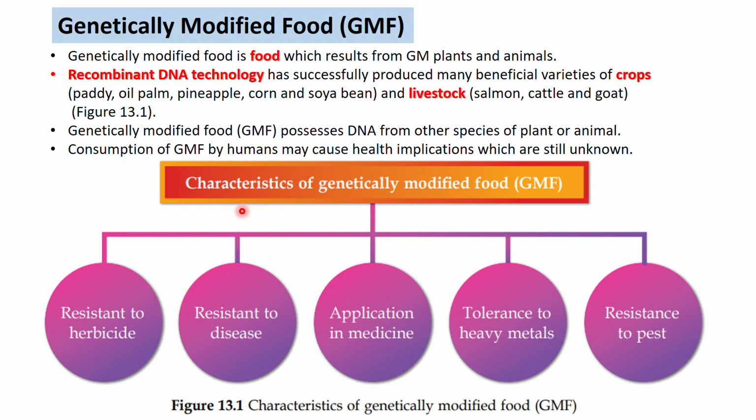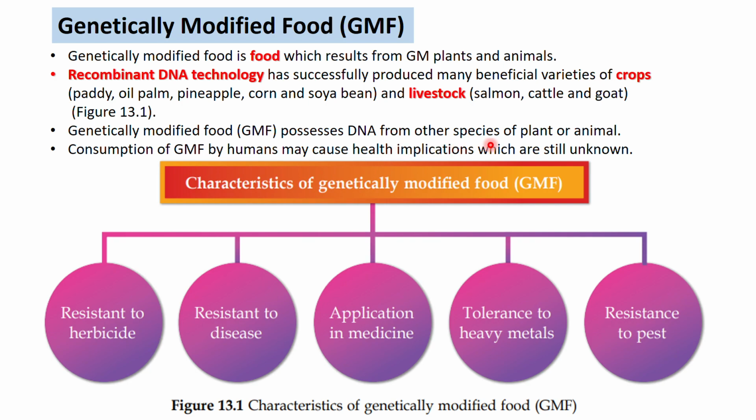Next one, GMF. Genetically modified food is food which results from GM plants and animals. Recombinant DNA technology has successfully produced many beneficial varieties of crops, for example, paddy, oil palm, pineapple, corn, and soya bean, and also livestock like salmon, cattle, and goat. GMF possesses DNA from other species of plants or animals. But the consumption of GMF by humans may cause health implications which are still unknown.